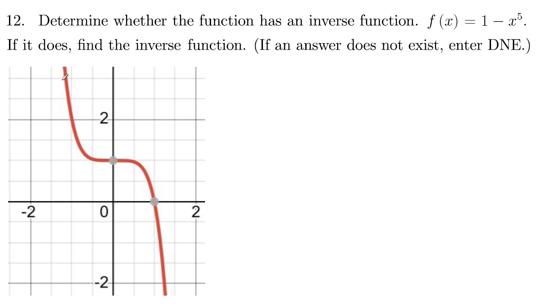So here I graph the function in Desmos, and what we can see is that this function passes the horizontal line test. Any horizontal line that you draw hits the graph at only one point. And here it looks like it might hit it at more than one, but it doesn't. It's just that one point on the y-axis. So it passes horizontal line test, so it does have an inverse.